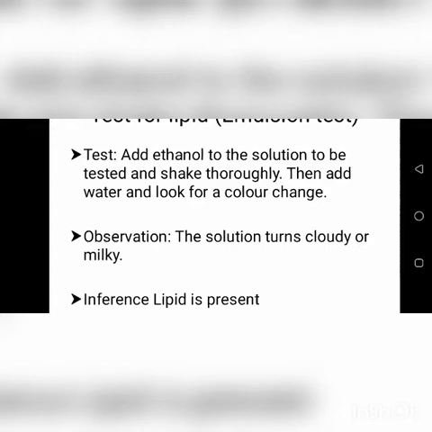Now observation, what will you see after the test? The solution turns cloudy or milky. Now if the solution turns cloudy or milky, the inference is that lipid is present. That confirms the presence of lipid. So these are different ways of testing for food substances in the laboratory, which your BECE practical may ask you. So that's why we are preparing you for it.